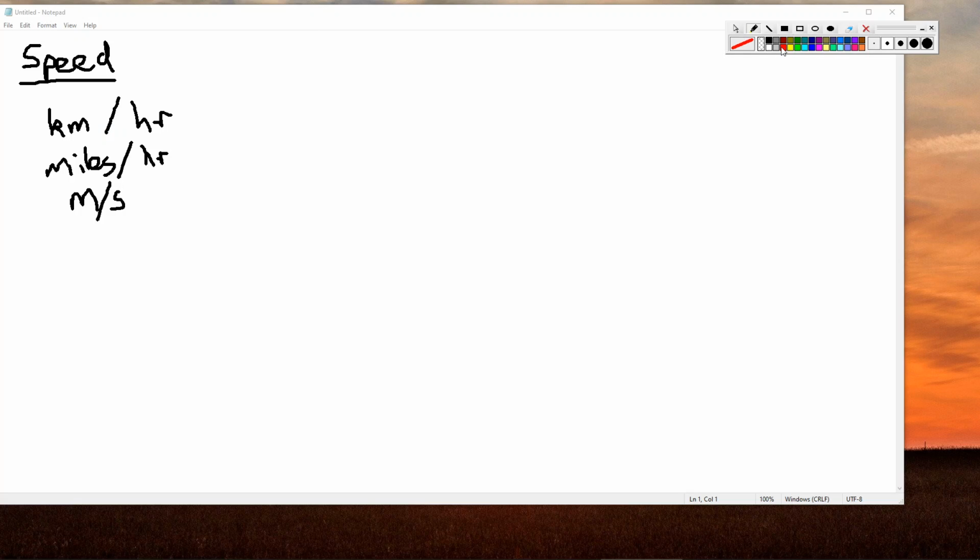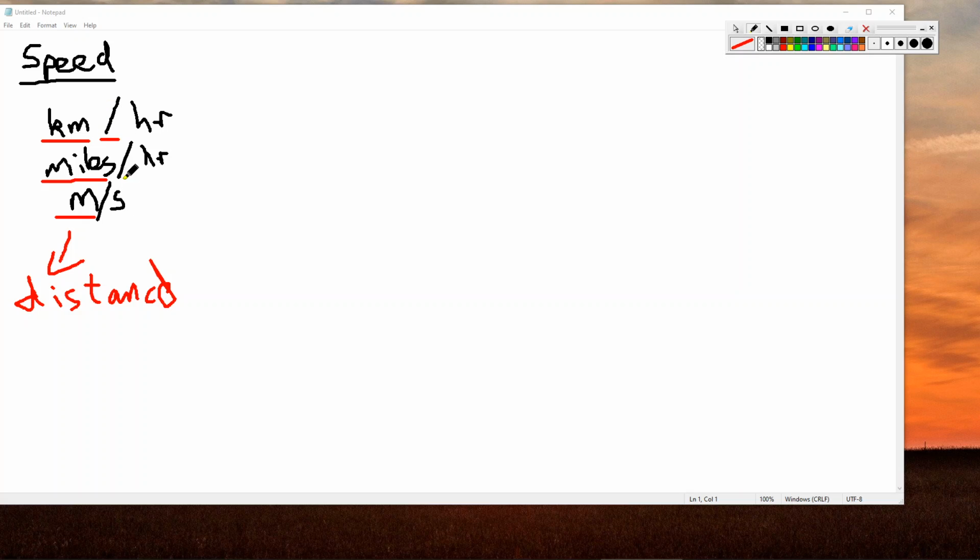Let's try and look at these in a bit more detail then. We've got kilometers, which is a distance. We've got miles, which is a distance, and we've got meters, which is a distance. Really what we're saying is speed is something to do with a distance.